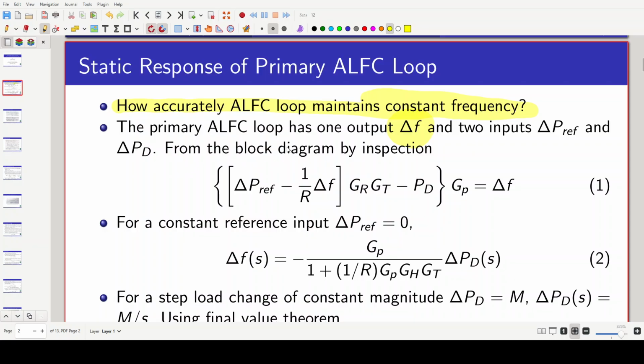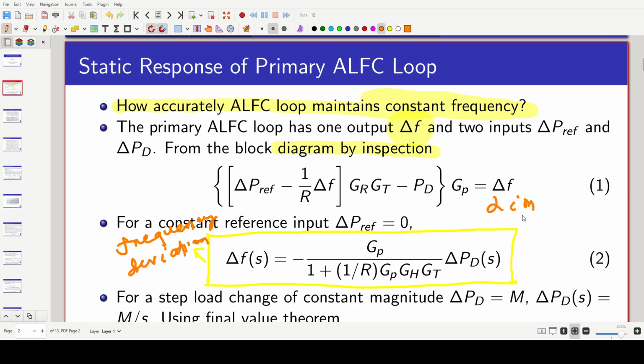Now from the block diagram by inspection, if you know how to simplify a control block diagram, from various transfer functions you can eventually find this expression for delta F, and hence in the S domain, this is the frequency change or the frequency deviation. So this is known as the frequency deviation. If you want to know what it is in steady state, take the limit s tends to 0 of s delta F(s). So this is the steady state frequency deviation.